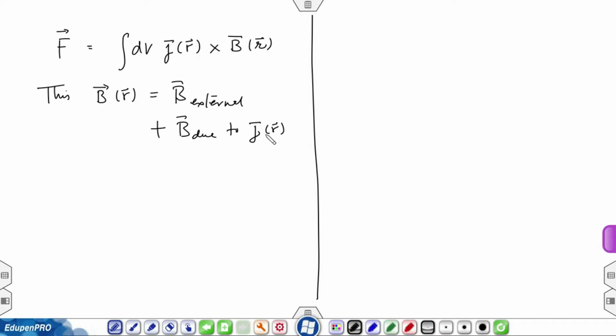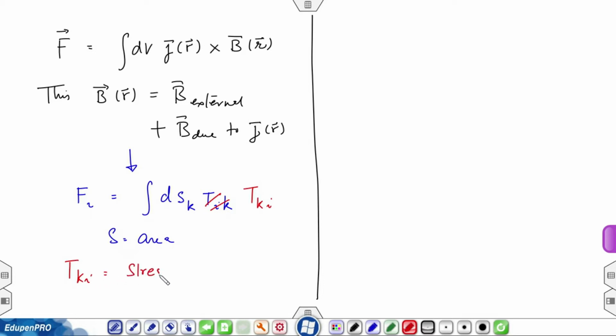So, we want to express this as the ith component of force arising out of some sort of a stress, integral dS_k T_kI, where S is the area. I think just for convention, I was writing in the electric case this T_kI. It is a symmetric tensor, so it does not matter, but just to follow a convention, I am writing it like that, where T_kI is the stress tensor.